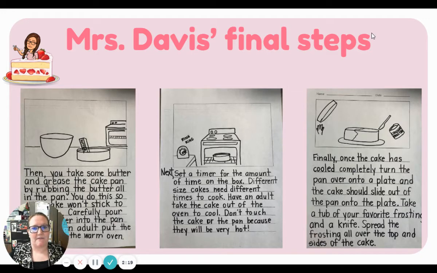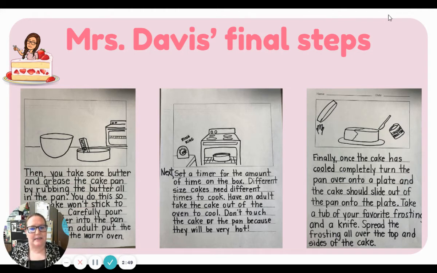So here I have the next or final steps for my procedural text, and I went back and wrote, then you take some butter and grease the cake pan by rubbing the butter all in the pan. You do this so the cake won't stick to the pan. Carefully pour the batter into the pan. Then have an adult put the cake pan in the warm oven.